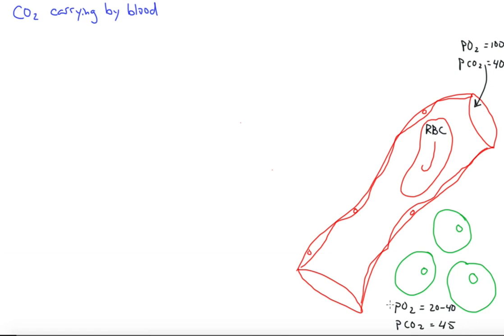Now, we might focus on oxygen as sort of like the most important thing that blood is doing. It often is portrayed that way. However, we really can't forget about the importance of carrying carbon dioxide, because carbon dioxide, as we'll see in a moment, can lead to dramatic pH shifts very quickly.